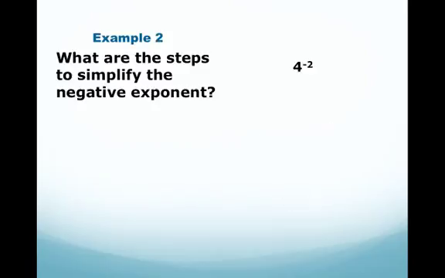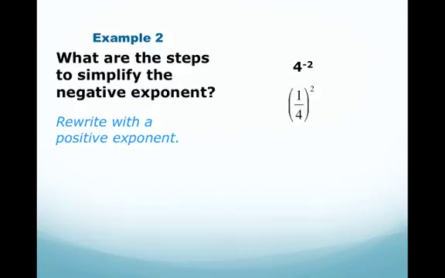Example 2. What are the steps to simplify the negative exponent? 4 to the -2. So again, how do we make 4 a fraction? It's a whole number, so we just put 4 over 1. When we rewrite it as a positive exponent, remember to flip the 1 and the 4, and it makes it 1/4, and change the exponent to a positive. So now it's a 2 instead of a -2.